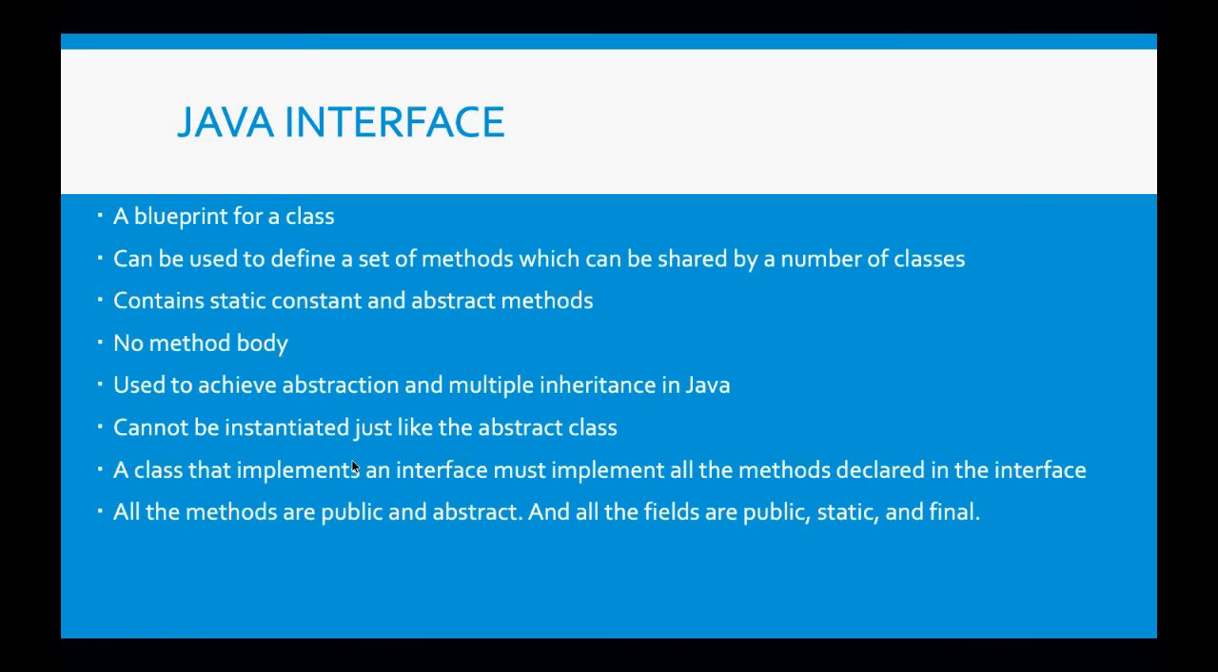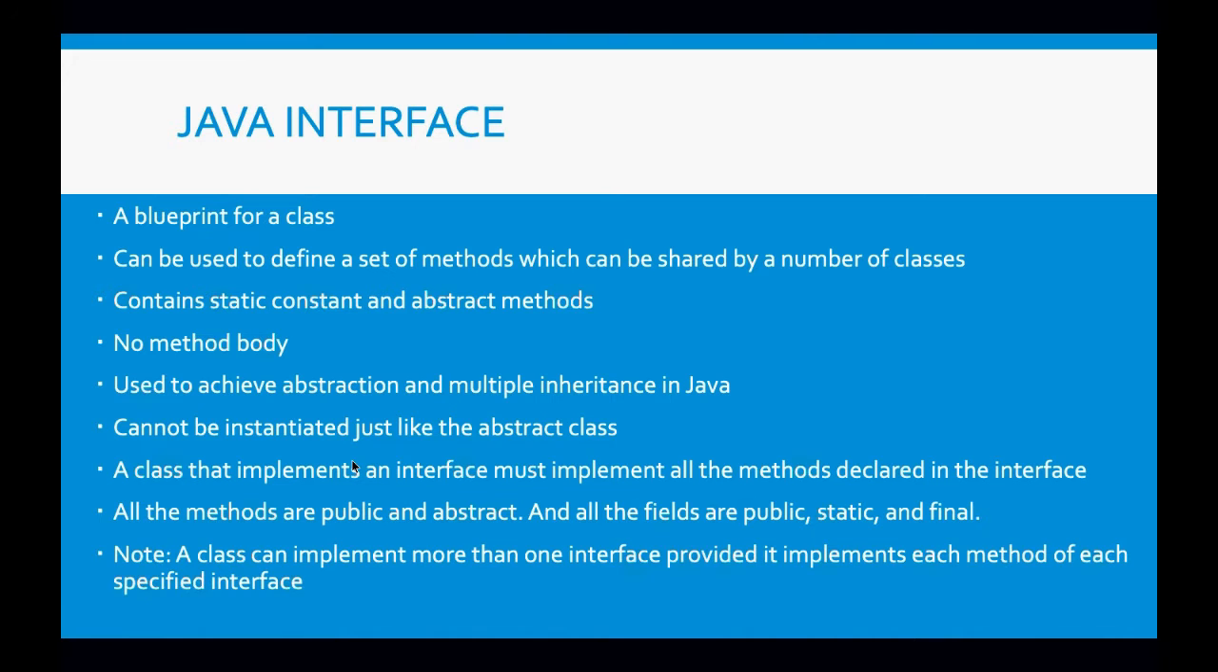In an interface, all the methods are public and abstract, and all the fields are public, static, and final, so you cannot have private fields. Also note that a class can implement more than one interface, provided it implements each method of the specified interface. When a class is inheriting, it can only inherit one class, but it can implement different interfaces. Inherit is to extend is to inheritance, while implement is to interface. We'll see that when we are doing our example.